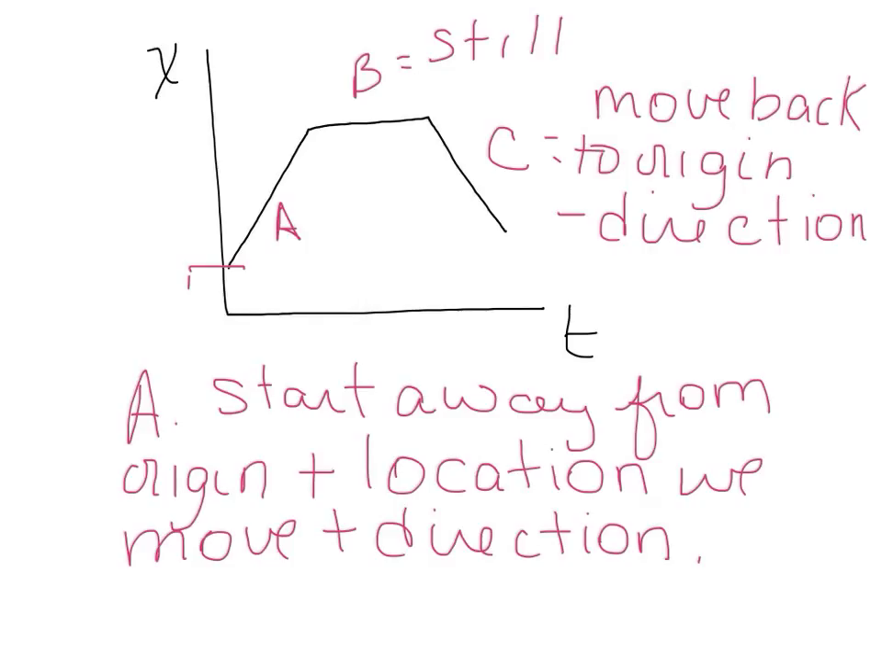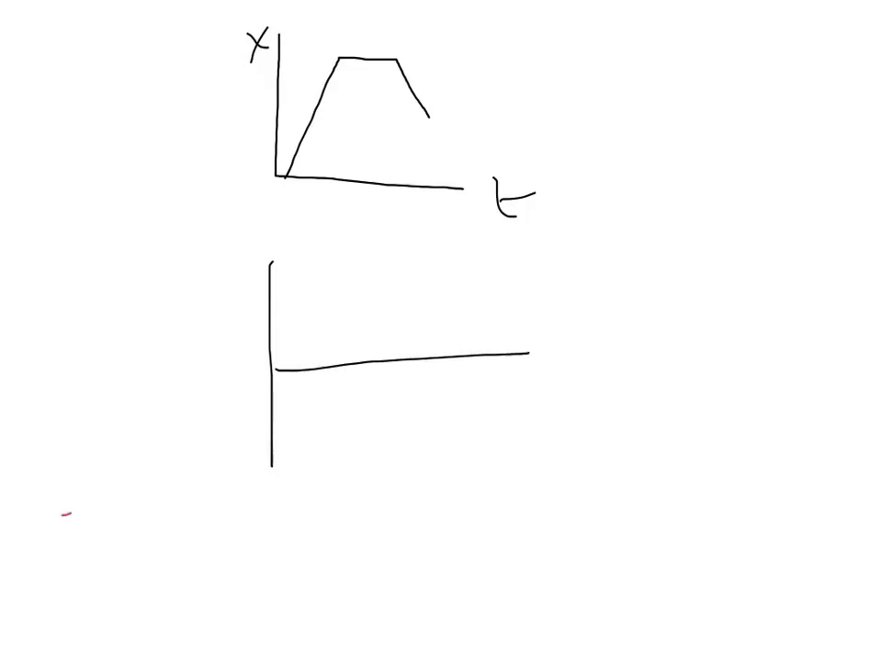Well, how does that relate to velocity? Why do we want to know that? Well, we know the slope is our velocity. So let's look at a position time graph that does that. And we want to convert that to a velocity time graph.